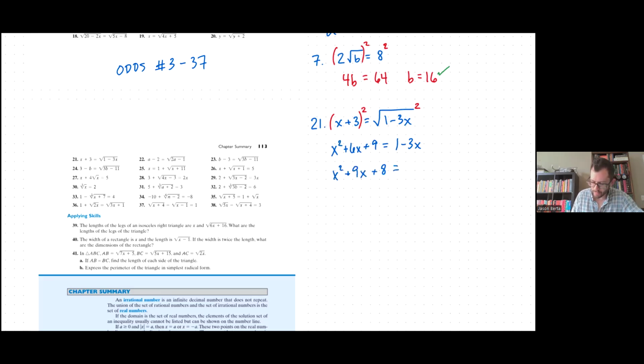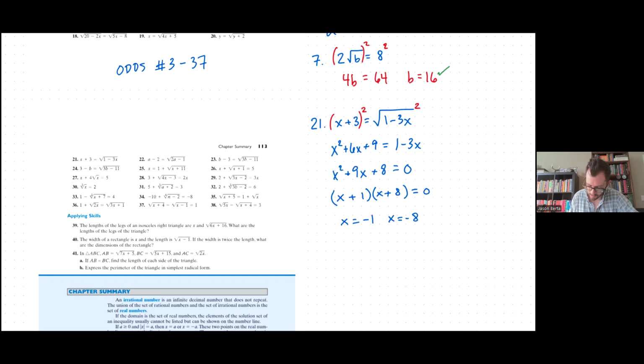The factored form of this: two numbers that multiply to 8 but add to 9 are 1 and 8. And then the two values that solve this equation are -1 and -8. Now we have to go back and check both of these. Especially with the quadratic, sometimes one of these might not work.